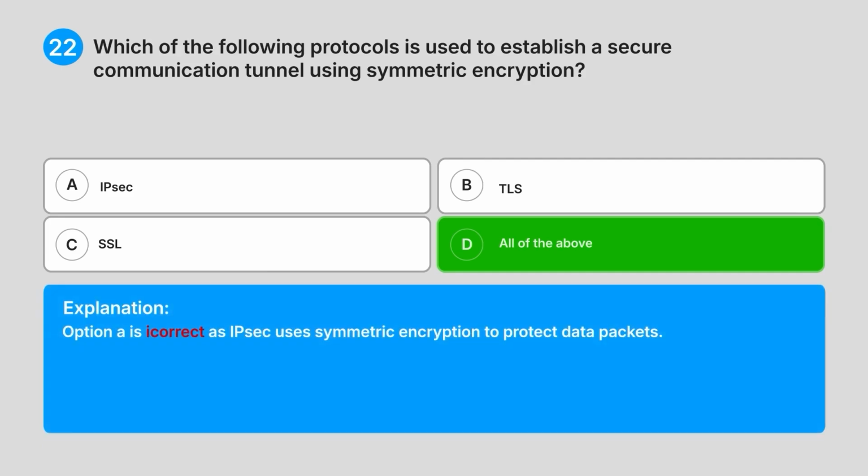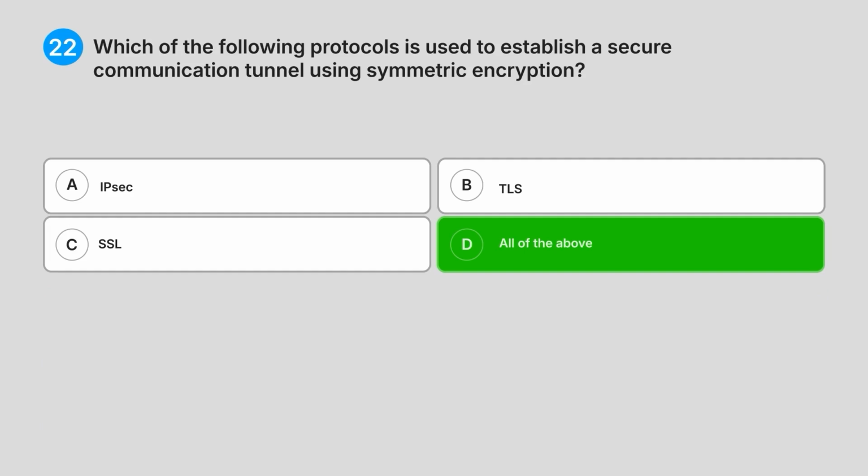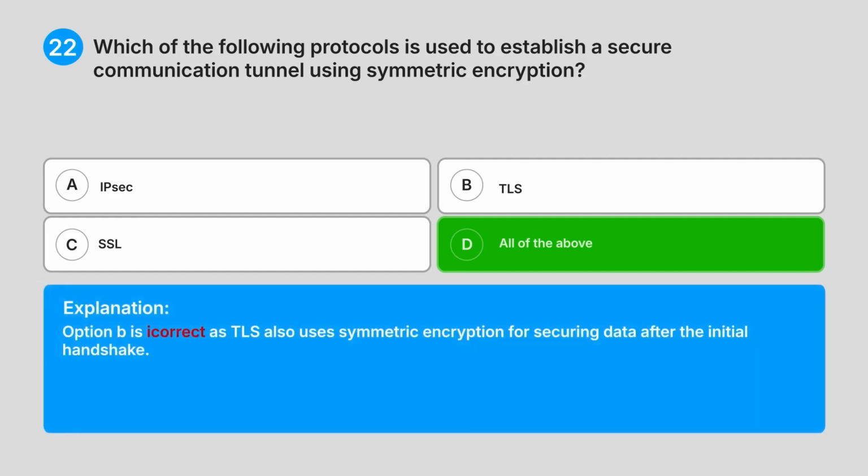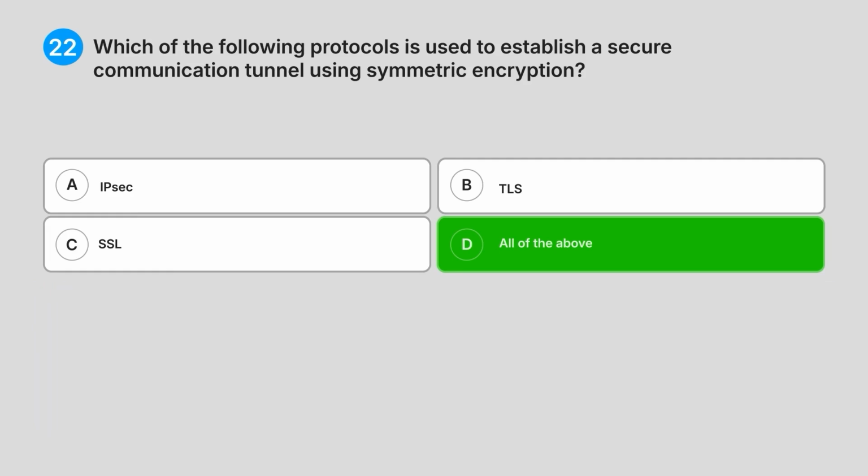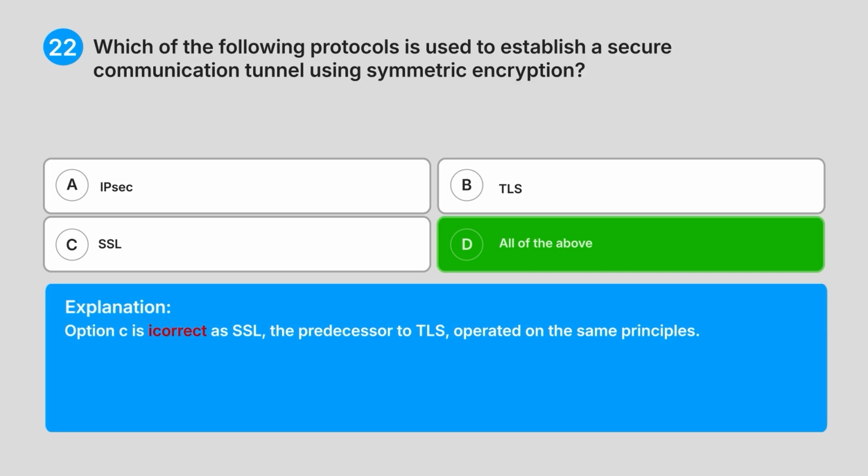Option A is correct as IPsec uses symmetric encryption to protect data packets. Option B is correct as TLS also uses symmetric encryption for securing data after the initial handshake. Option C is correct as SSL, the predecessor to TLS, operated on the same principles.